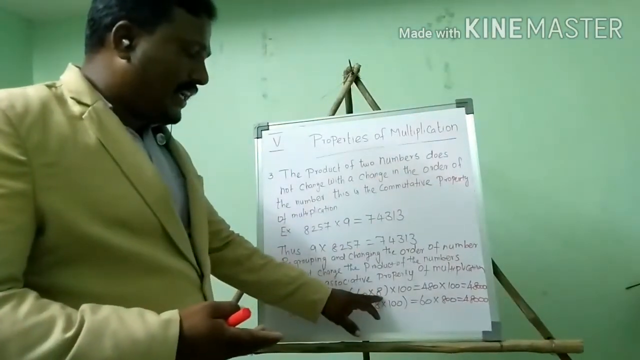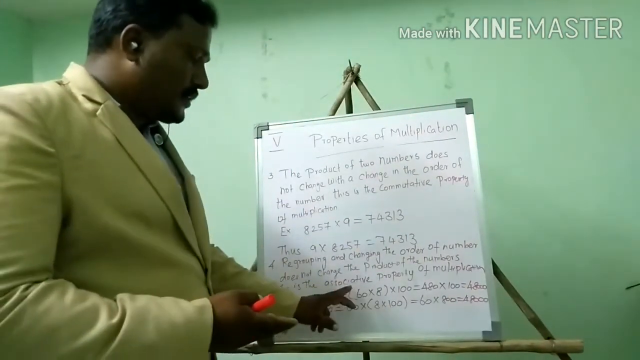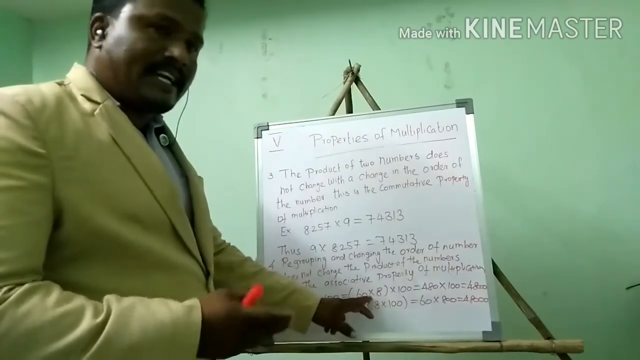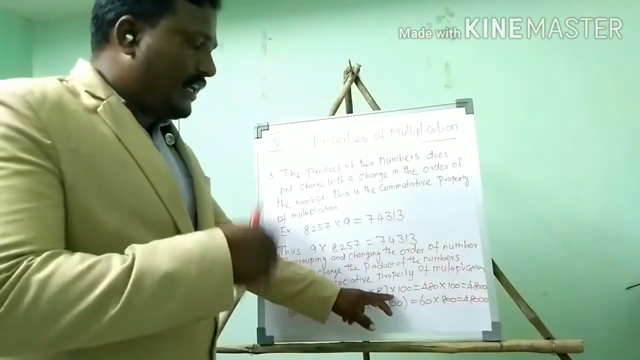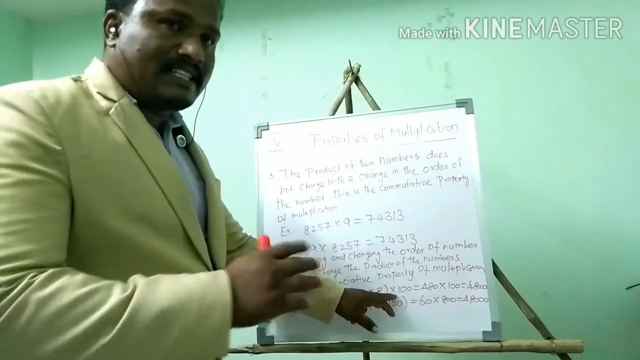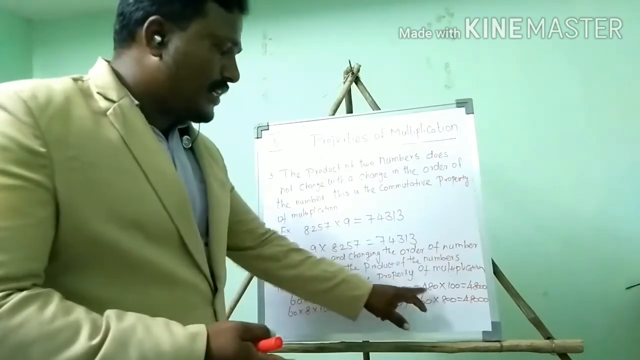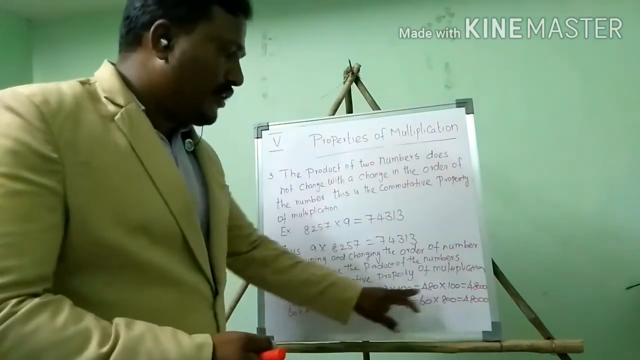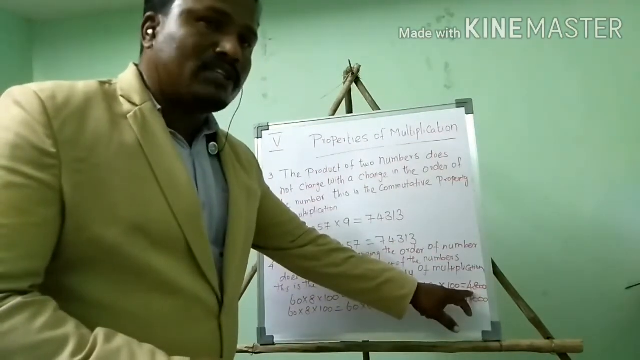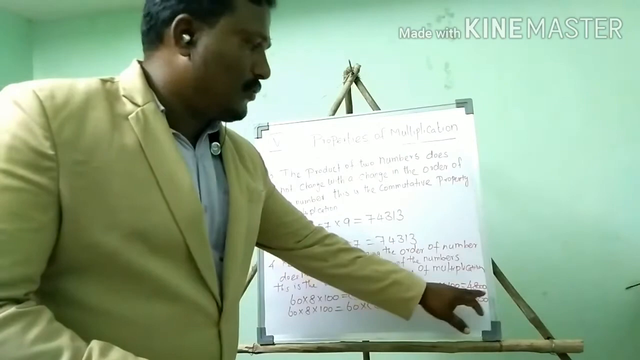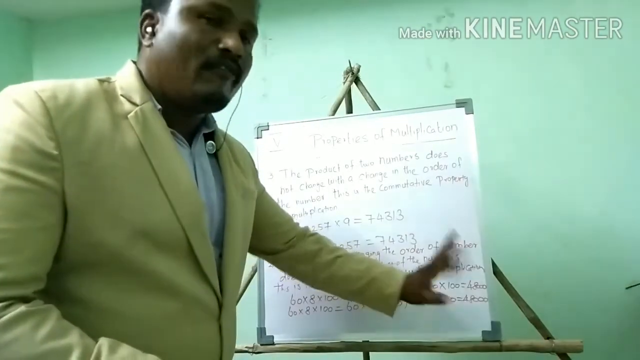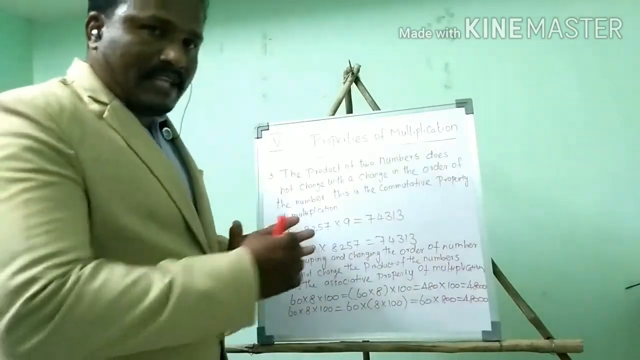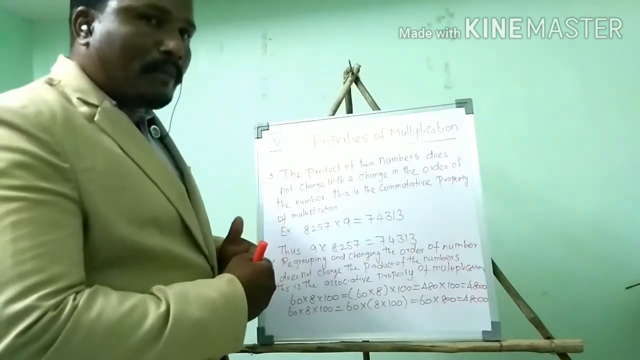60 multiplied by 8. First I group the 60 and 8 as the first group. Then again I will multiply by 100, this is the second group. So I got 60 times 8, 480, multiplied by 100, so I got 48,000. The answer is 48,000.